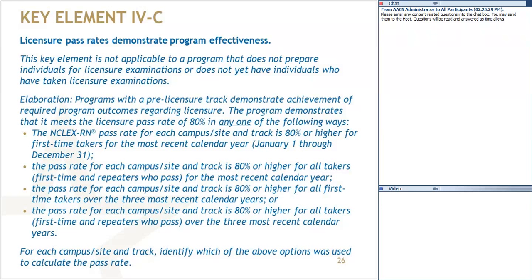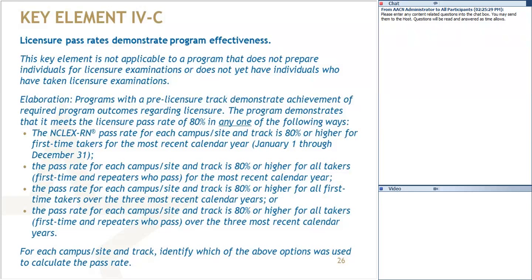I can take this one step farther if you'll bear with me. If a university has two campuses and two tracks at each campus, they've got one in Littleton and one in Duluth, and at Littleton and Duluth, they have a traditional and they have an accelerated track. So we're talking about two campuses with two tracks each. Those will be four sets of data. The data for each track at each campus must be provided separately. That's an important differentiation I wanted to make here. That said, there are four options that can be used to demonstrate compliance with this key element. Those options are listed as bullet points in the key element.